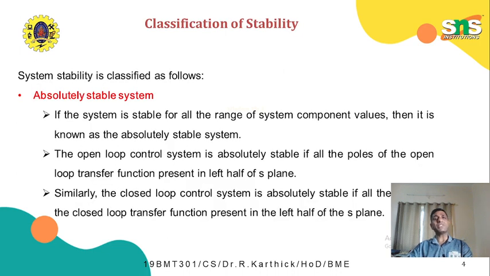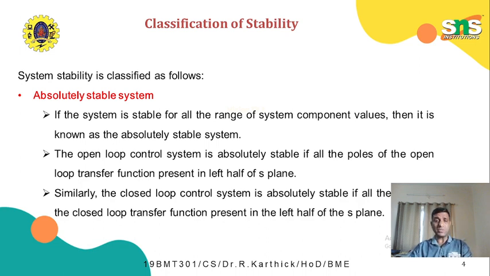Now how do we classify this stability? Stability can be classified into absolutely stable systems and conditionally or marginally stable systems. What is an absolutely stable system? If the system is stable for all the range of system component values, then it is known as an absolutely stable system. For an open loop control system, it is absolutely stable if all the poles of the open loop transfer function are present in the left half of the S-plane.